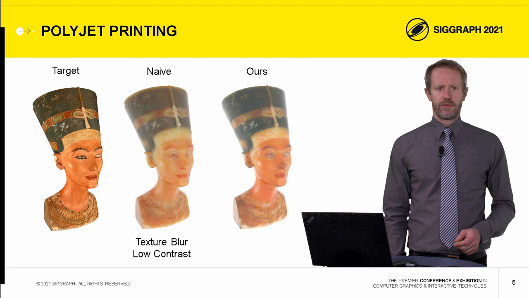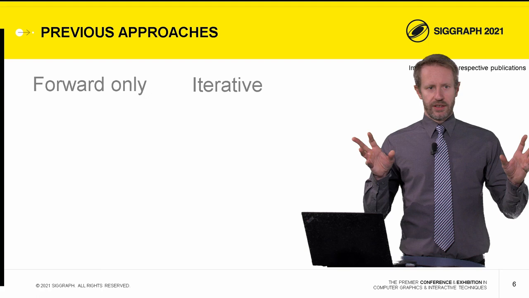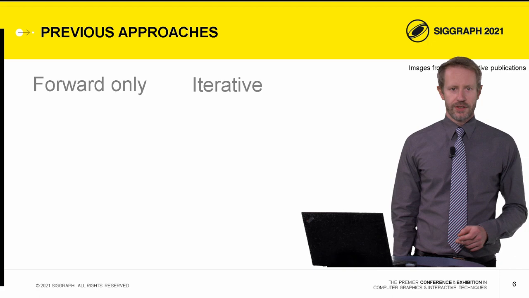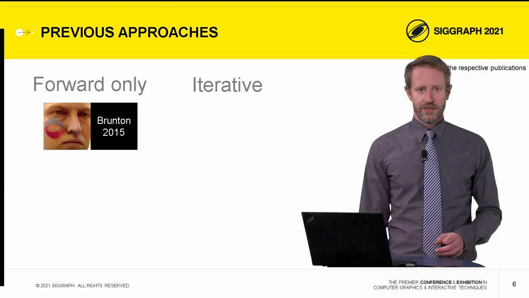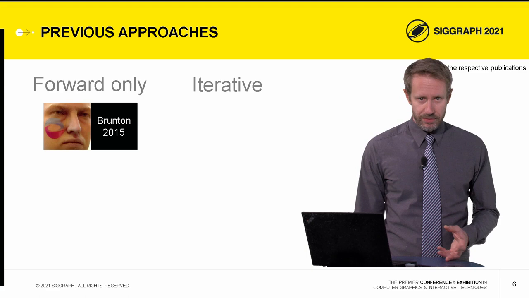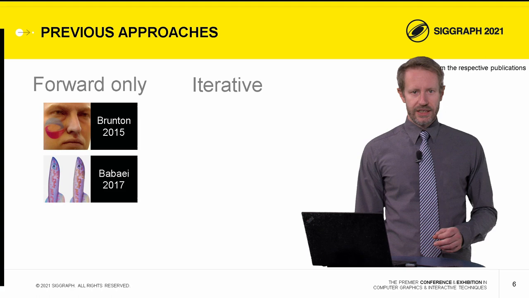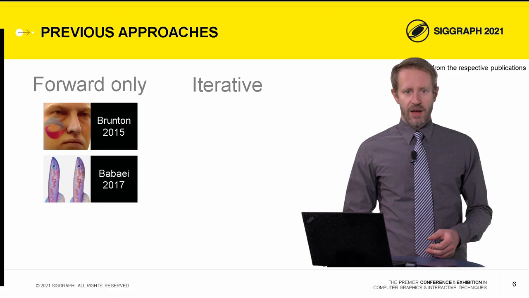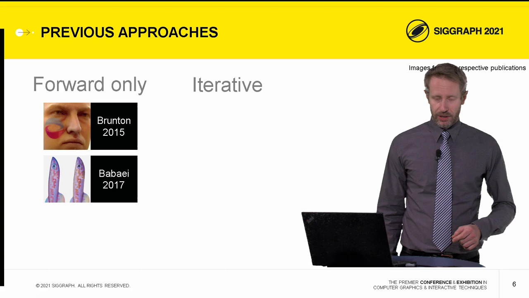There has been quite some work in the area, of course, and we can basically put it into two different categories. There are the forward-only approaches, and there are iterative pipelines. In 2015, Brunton and others were the first to show high-quality, full-color 3D PolyJet printing with a faithful color reproduction based on a generalization of half-toning. Our pipeline is capable of doing the same, while very easily generalizing to arbitrary material sets. Babaei and others developed a method that greatly reduces the half-toning artifacts by driving stacks of inks into the volume in a certain order, and this is made possible by exploiting ambiguities in the volumetric color mixing. These ambiguities will play an important part for our method as well, as we will see later.